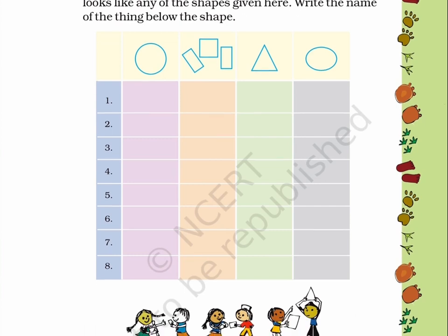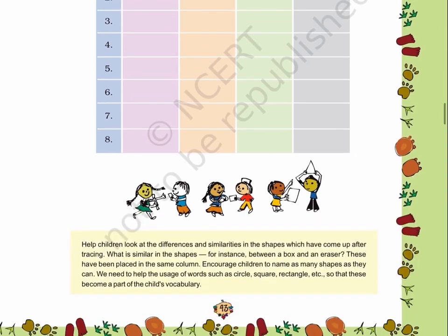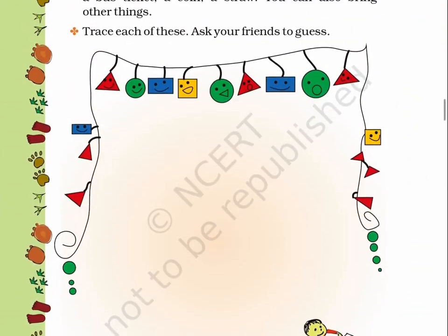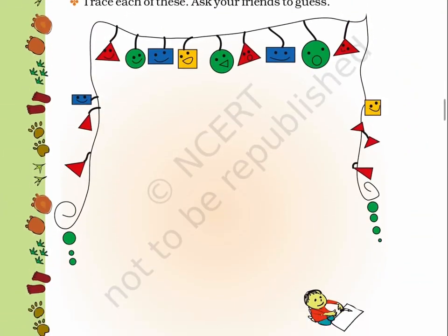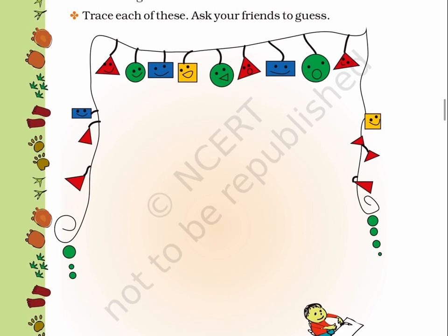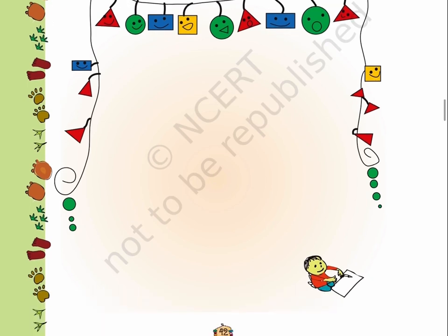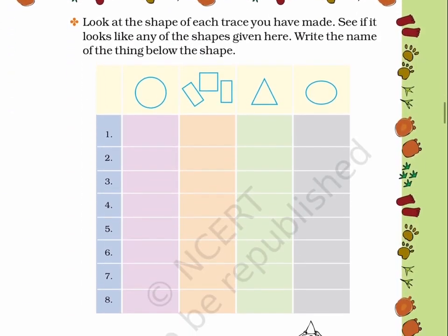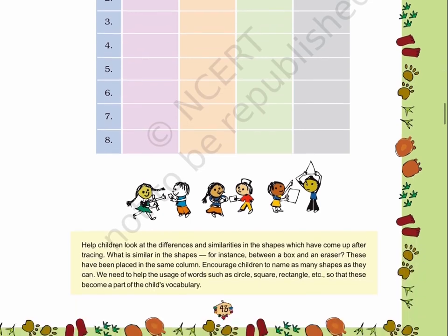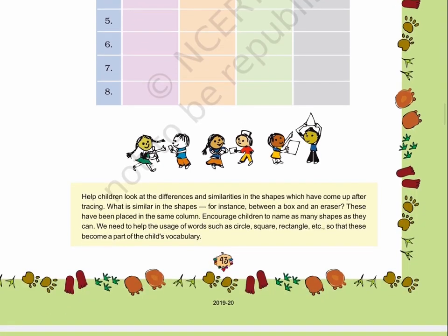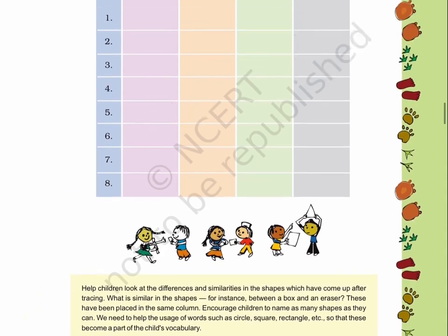Footnote. Help children look at the differences and similarities in the shapes which have come up after tracing. What is similar in the shapes? For instance, between a box and an eraser. These have been placed in the same column. Encourage children to name as many shapes as they can. We need to help the usage of words such as circle, square, rectangle, etc. so that these become a part of the child's vocabulary.